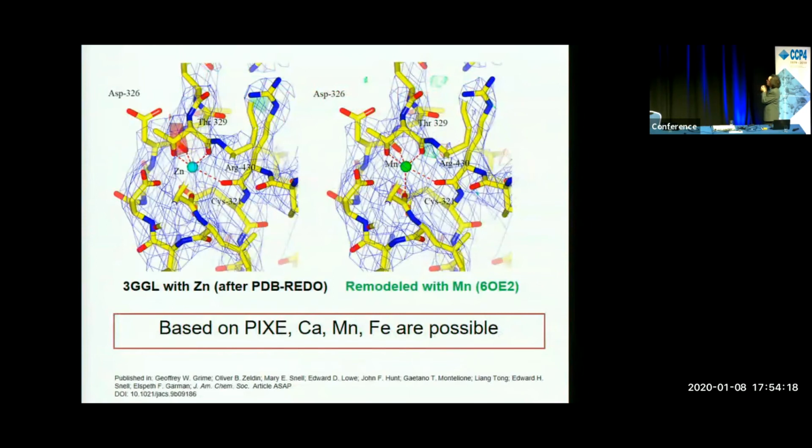And again, I took from their paper an example where they compare this 3GGL structure, which has been deposited with zinc in the metal site by the Structural Genomics Initiative. And from my reading of the paper, I understand that they found that 3 other metals were possibly bound in that site, but definitely not zinc. And they actually proposed to remodel the structure with manganese, and it's available in the PDB with this new code.